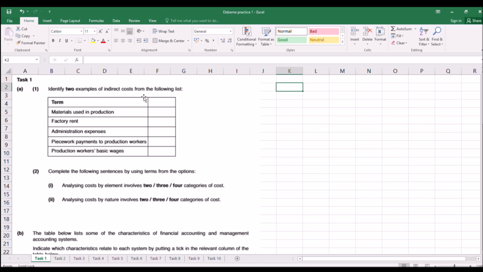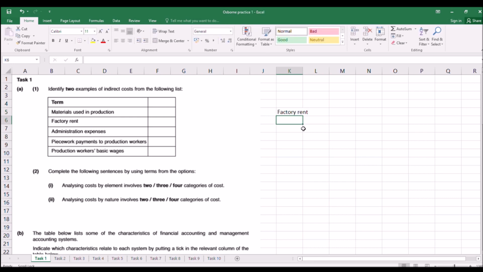Identify 2 examples of indirect costs from the following list. So, direct costs feel a bit like variable costs, attached specifically to it. We're going to see raw materials, labour costs, something like that. Indirect costs, we're going to see things like overheads, that kind of thing. So, materials used in production, no, definitely not. So that will be a no for the materials. The factory rent is going to be indirect, isn't it? So factory rent is going to be one of them.